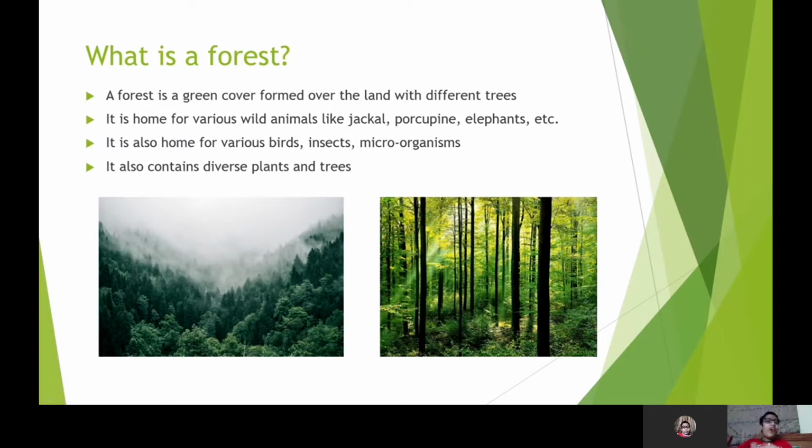Let us see what a forest is. A forest is a green cover formed over the land with different trees. It is the home for various wild animals like jackal, porcupine, elephant, etc. It is also the home for various birds, insects, and microorganisms. It also contains diverse plants and trees.